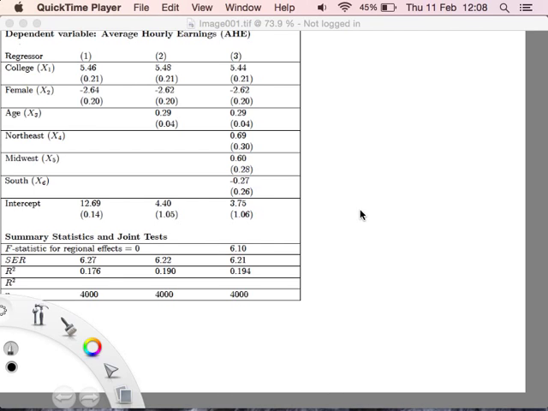If you do not have the question paper, it's on the screen. Question 3, sorry, column 3. Now the question is about these dummy variables.